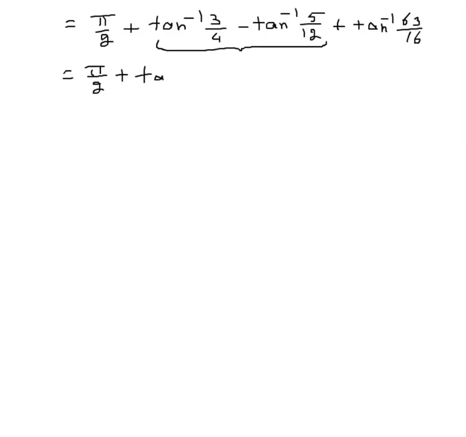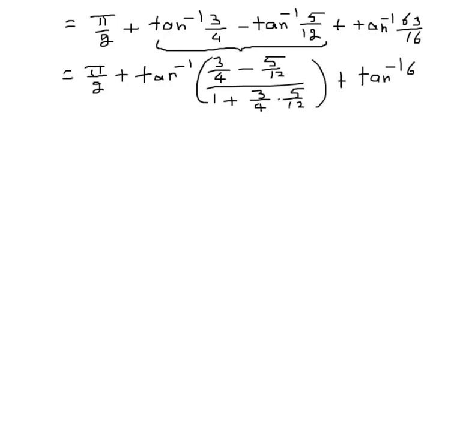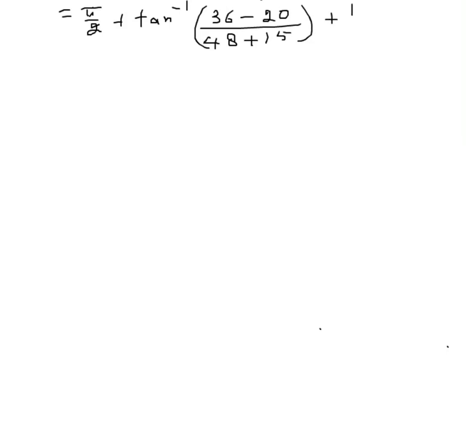We are using the formula for this. It becomes tan inverse of 3 by 4 minus 5 by 12 divided by 1 plus 3 divided by 4 into 5 divided by 12. And the last term is tan inverse of 63 by 16. Let us simplify this ratio. Tan inverse of, take LCM, 4 into 12 is the LCM, 36 minus 20 divided by 48 plus 15. Thirty-six minus 20 is 16 and this is 63.